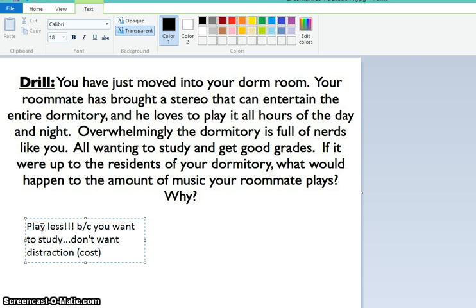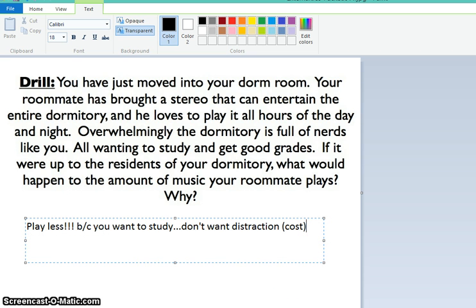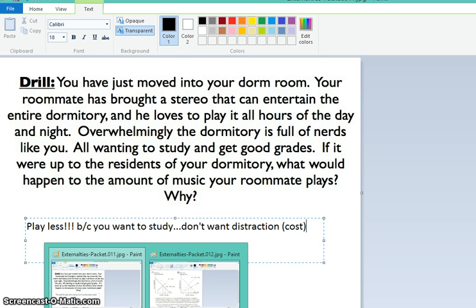Your roommate is getting a benefit, right? They enjoy the music. It's soothing to them. But to you, it's a distraction. It's harm. And you're not getting any of that enjoyment, yet you're getting all the cost from this stereo. So this is an example of a negative externality. So the next slide on your paper looks something like this.